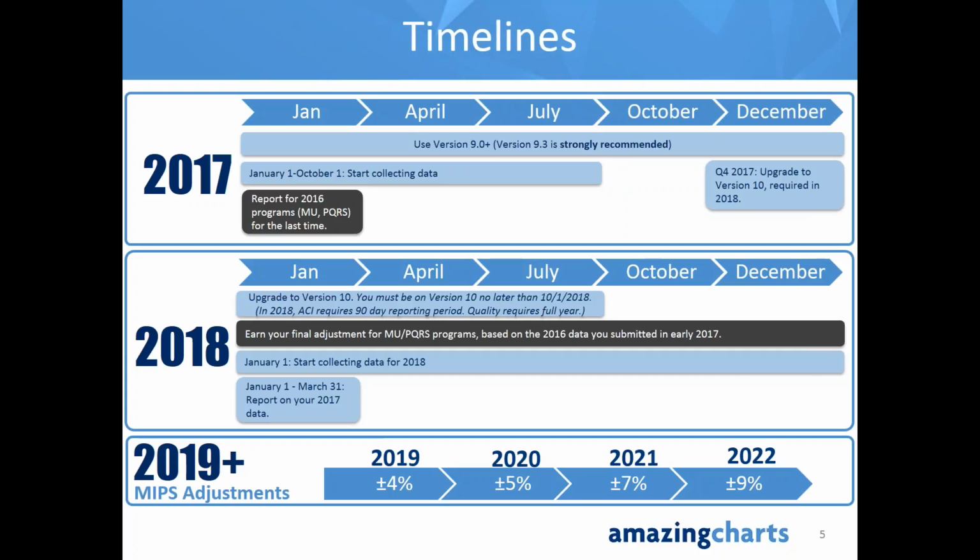The version 10 that will come out later this year is not required for 2017 reporting. Currently, the ONC is requiring that you be on the 2015 certified version, which will be our version 10, for 90 days in 2018, which would mean that you need to be updated to the new version 10 of Amazing Charts by October of next year, 2018. You do not need it by October of this year.